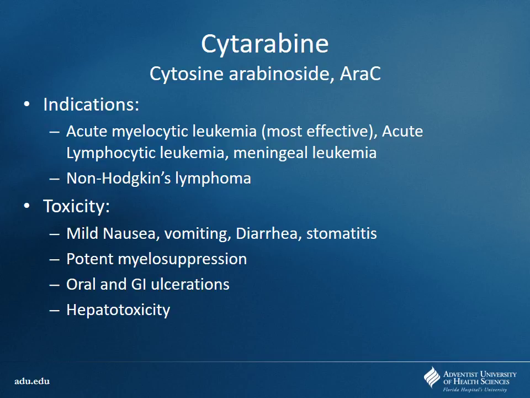So, other toxicity you can see with this one is that it's a pretty potent myelosuppressant, so again, you're going to see pretty big drops in your white counts. Hepatotoxicity you can see with this one, stomatitis, so again, pretty similar to what we've seen previously.